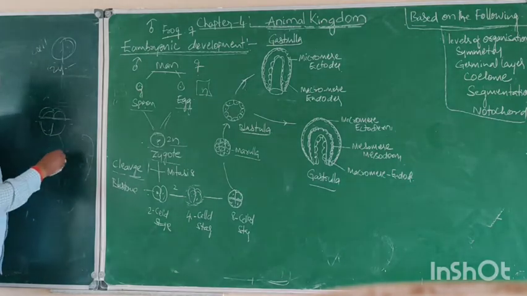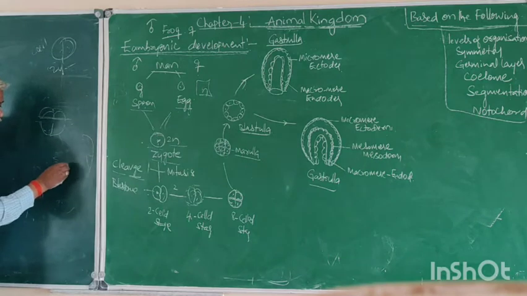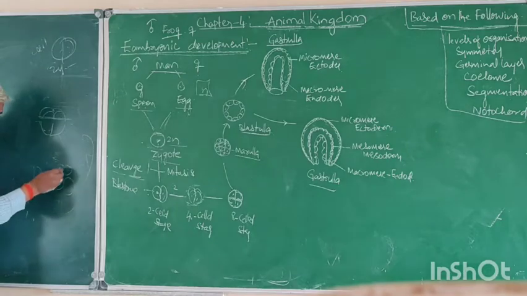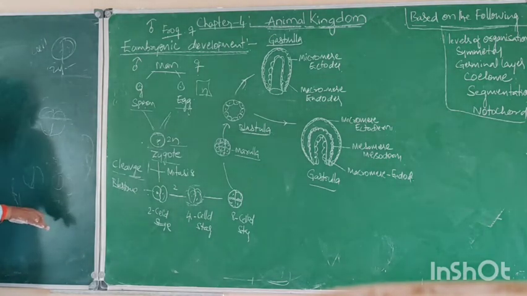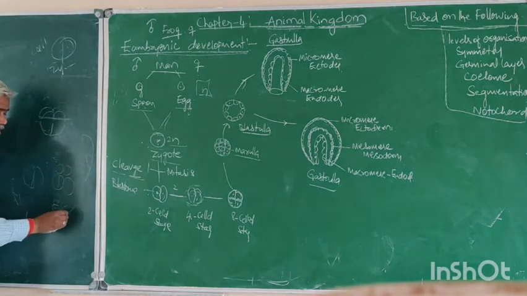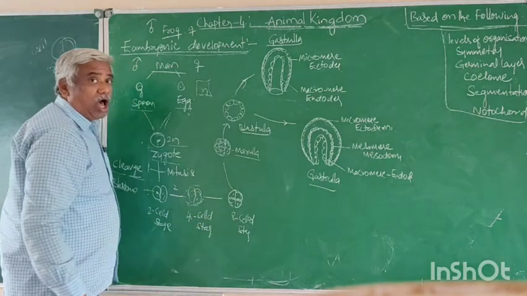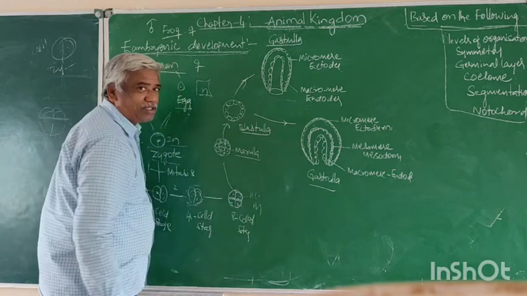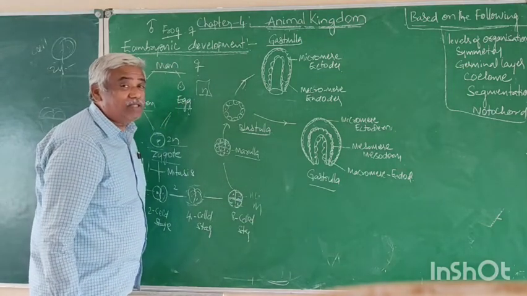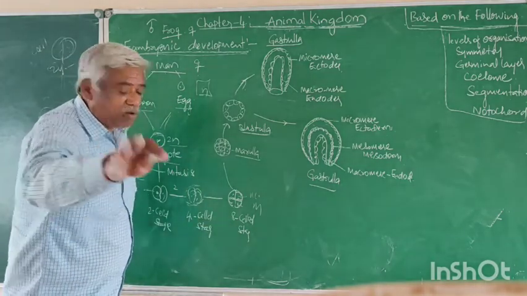Hence, how many cells are found? Eight cells are found. The upper four cells are small and the lower four are large. In this 8 cell state, how many are small, four micromeres and four macromeres? Micromeres, macromeres. Up to this, how many divisions? Three divisions.